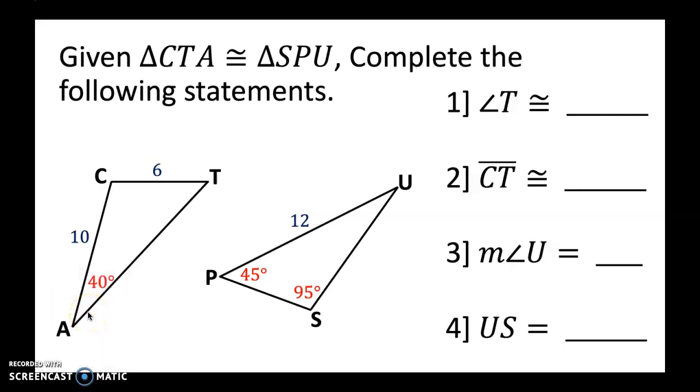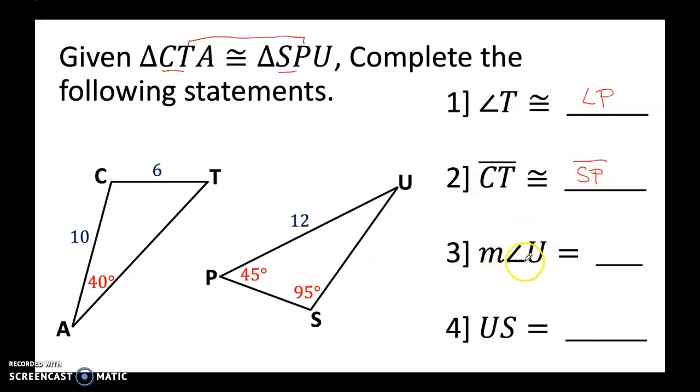Let's try this. Given triangle CTA is congruent to triangle SPU. Complete the following statements. Number 1, angle T is congruent to, so this is T, angle T corresponds to angle P. Therefore, angle T is congruent to angle P. Next, segment CT is congruent to, so this is segment CT, corresponds to segment SP. Therefore, segment CT is congruent to segment SP.